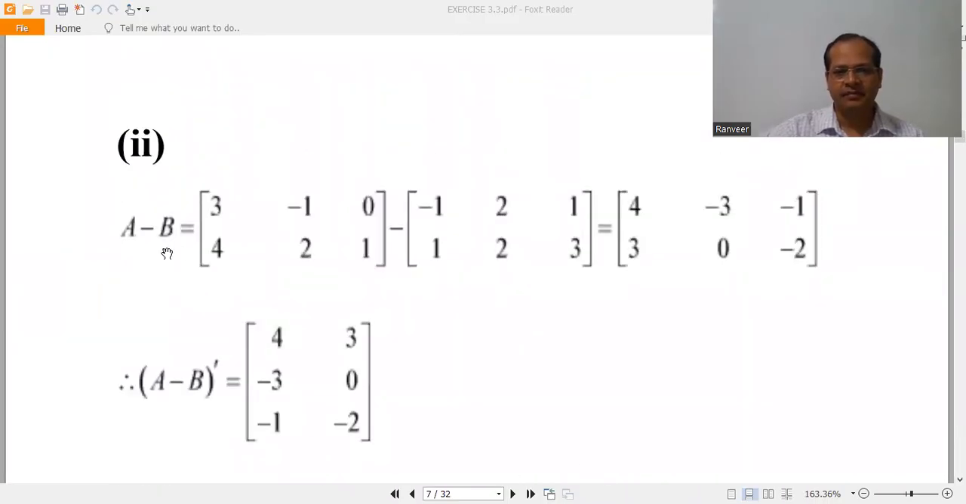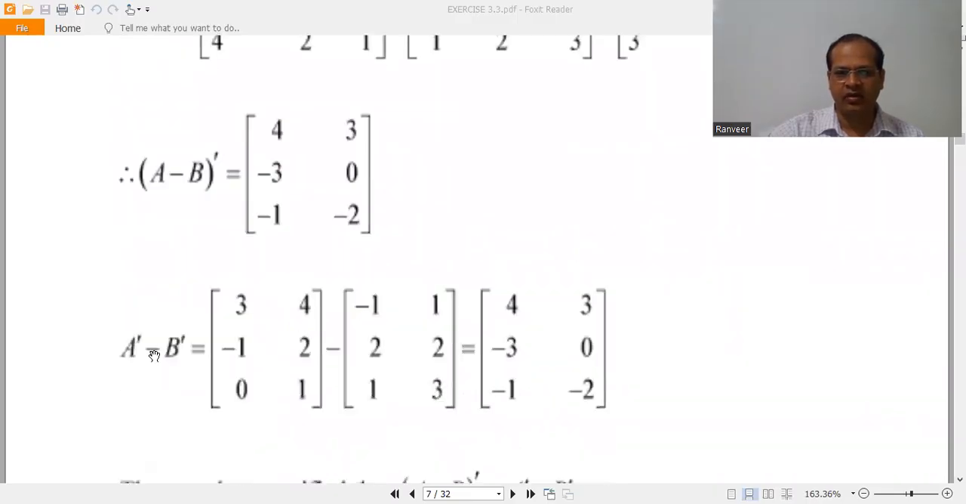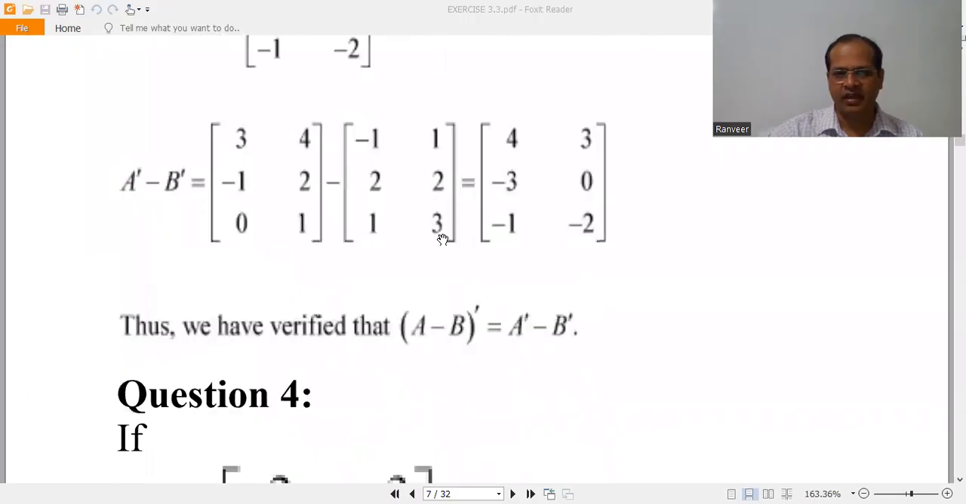A minus B: first we have to find A minus B, then (A minus B) transpose, and then A transpose minus B transpose. So this is the verified result.